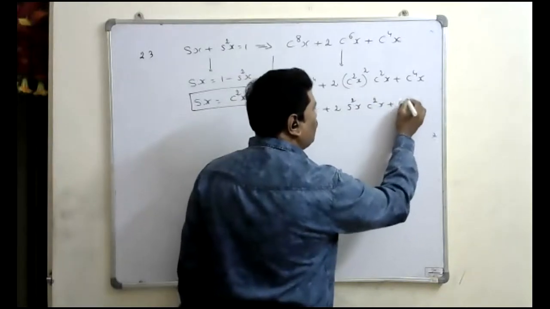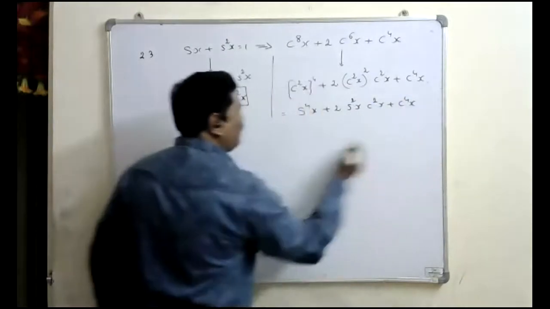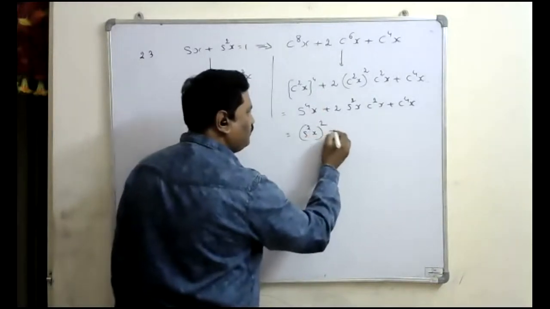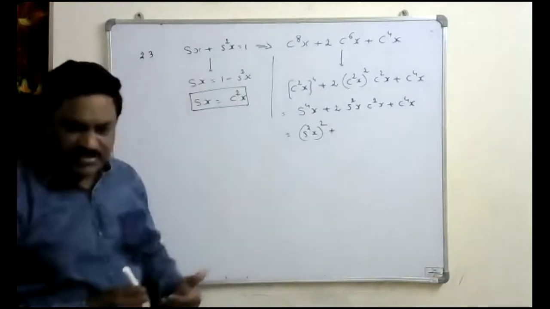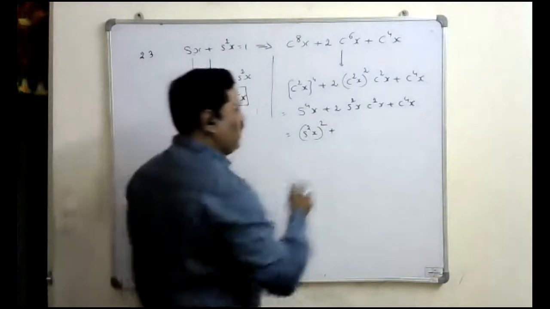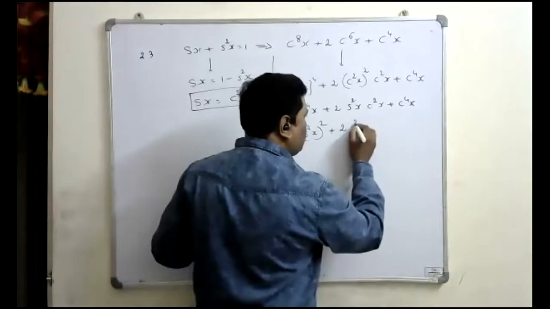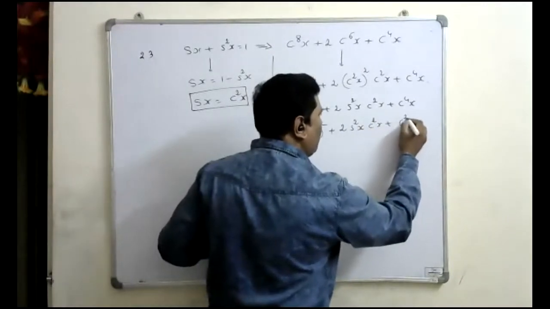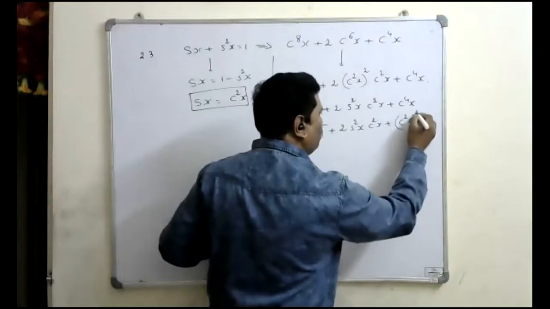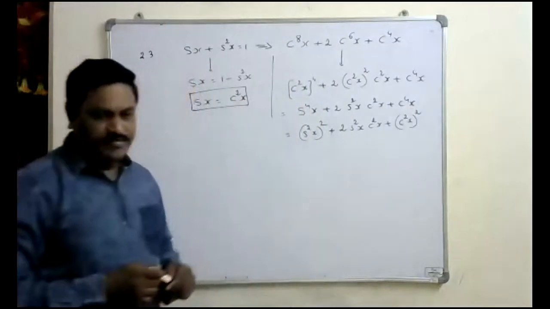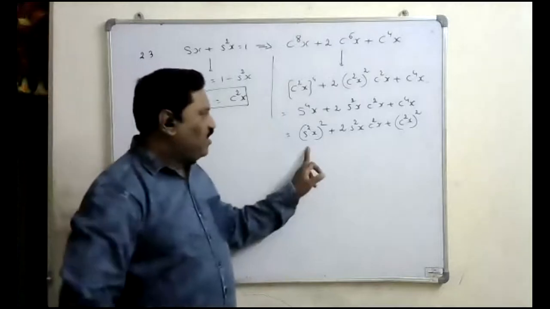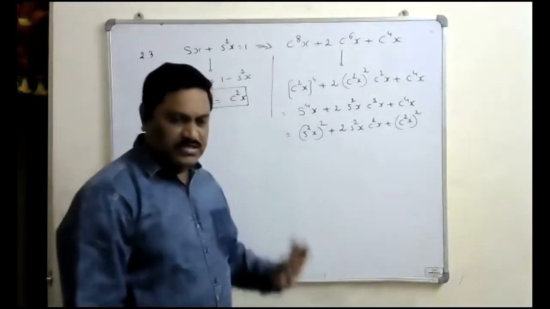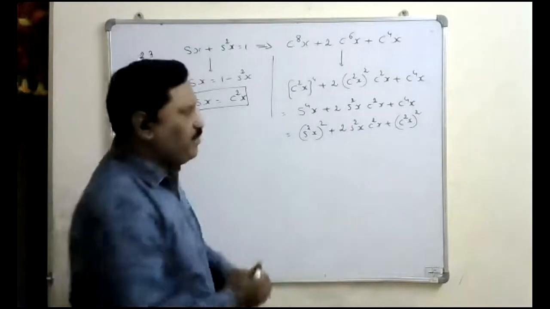plus cos power 4x. Now this sin power 4x, I can write sin square x whole square. So sin power 4x is sin square x whole square, plus 2 sin square x into cos square x, plus cos power 4x, you can write cos square x whole square again. Now it is in the format of a square plus 2ab plus b square.